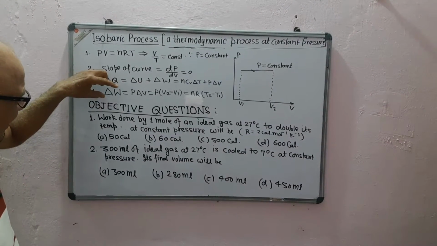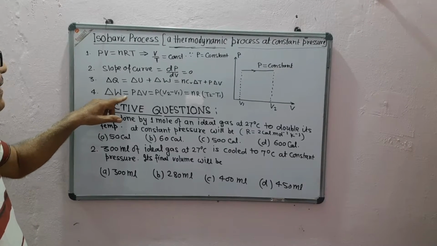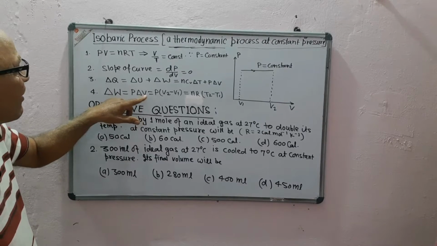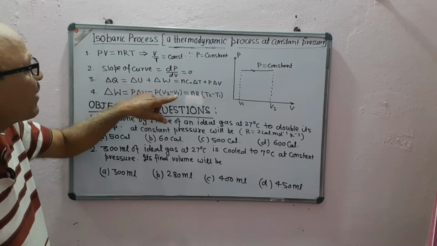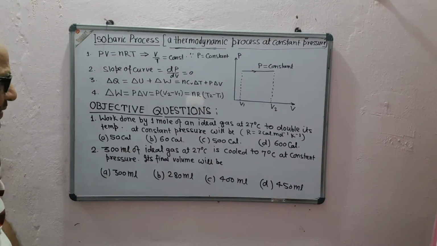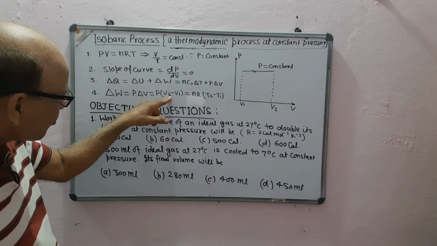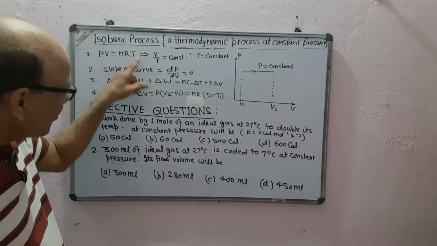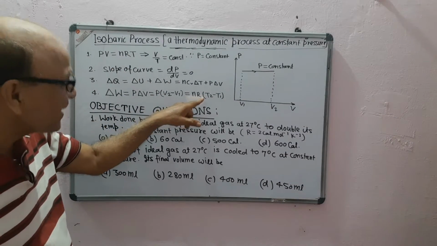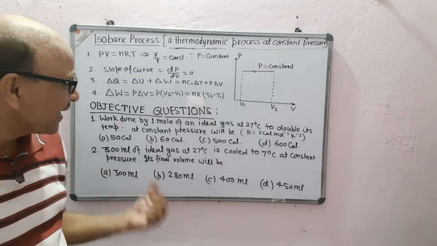Also, the external work done dW is equal to P delta V, which is P(V2 minus V1). V2 minus V1 is delta V, meaning the volume change. From the ideal gas relation, PV2 can be written as nRT2 and PV1 as nRT1. Taking nR common, this becomes nR(T2 minus T1), or nR delta T.